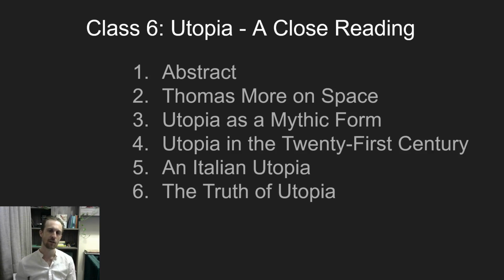And in this text, you'll see that it's split up into 6 sections. There's a very short abstract. It's a kind of paragraph that is introducing what the text is about. And then the author has split it up into 5 subsequent sections: a section on Thomas More and space, a section on utopia as mythic form, then utopia in the 21st century, then the case study example, which is an Italian utopia, and then her conclusion, which is called The Truth of Utopia.